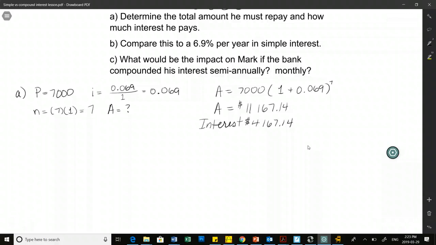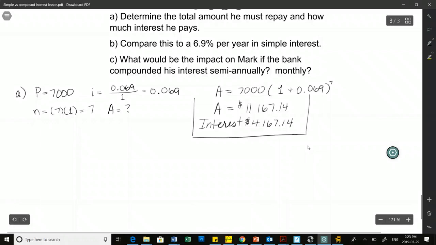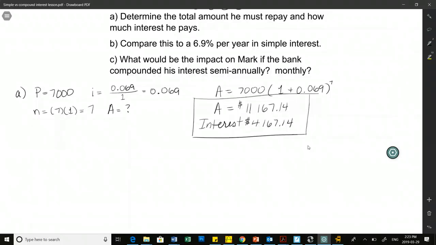So if he pays back $11,000, the $7,000 is how much, of course, he has to pay back, but anything extra on top of that was interest, right? So we're just taking that $11,000 and subtracting the $7,000 from the initial loan to get the interest he has to pay back. Total, he pays back $11,000. Of that, $4,167 is interest and $7,000 is the initial loan.